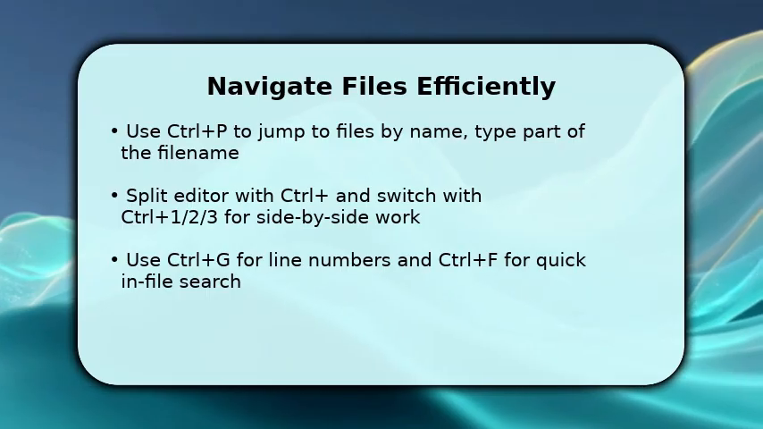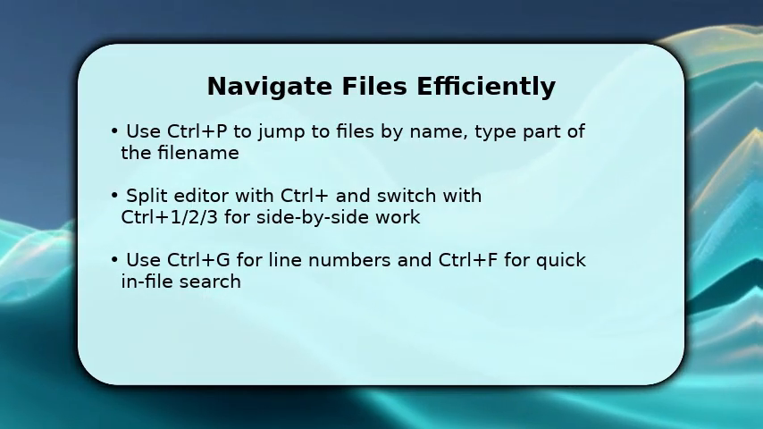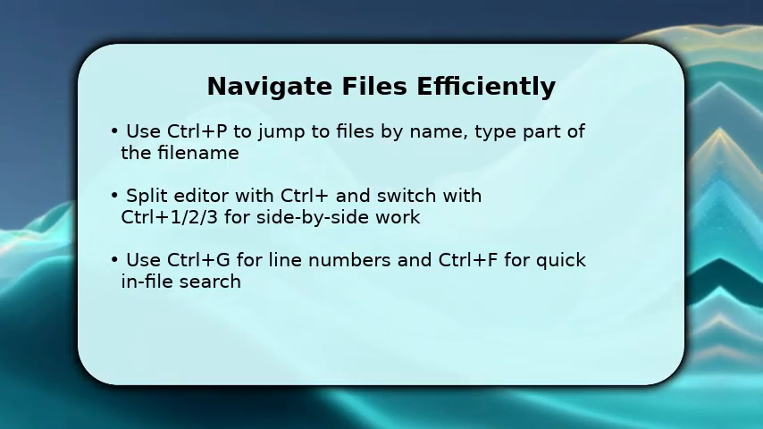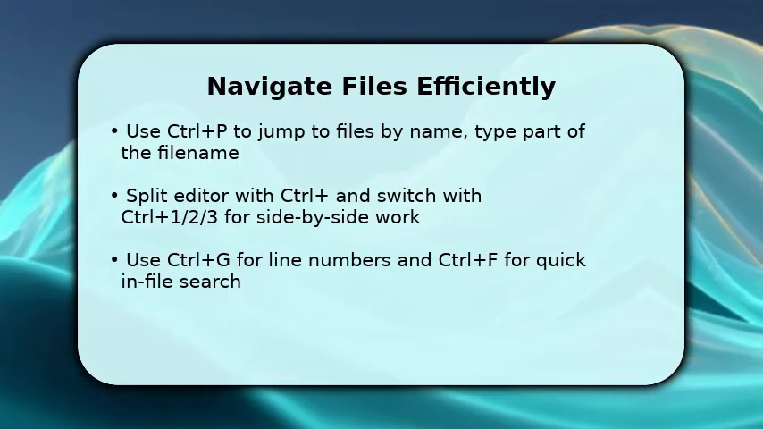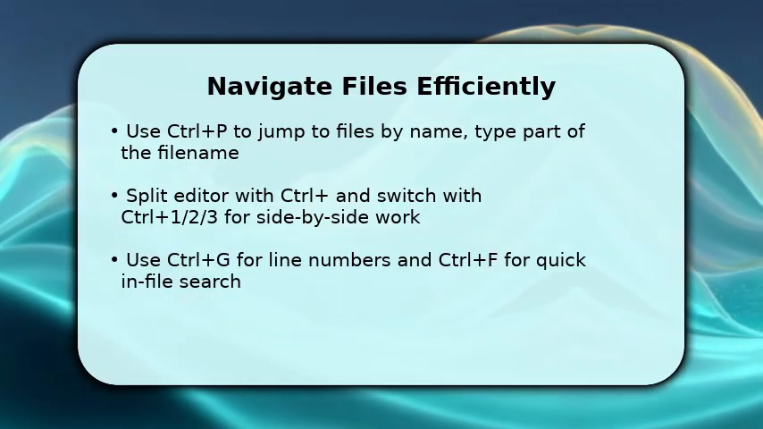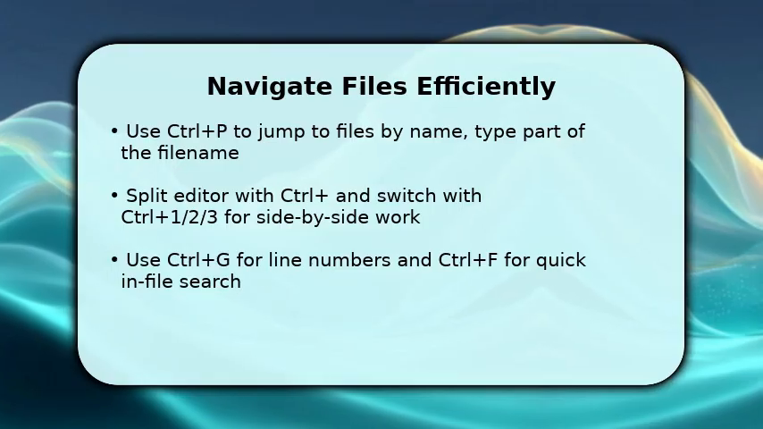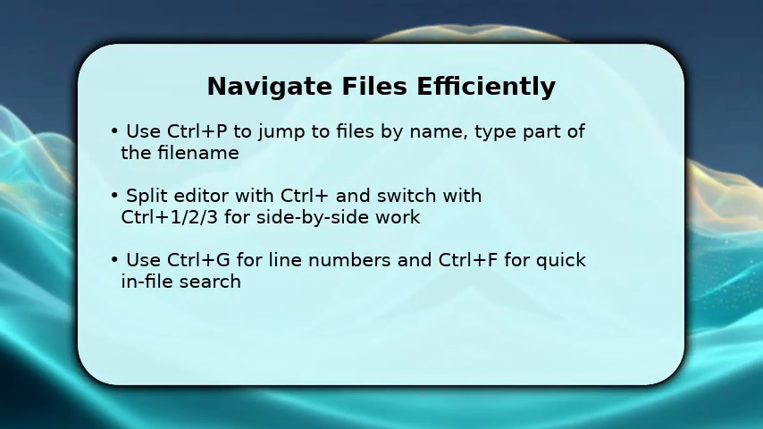Press Ctrl+P to open any file by typing its name. This is faster than expanding folders. Once a file is open, split the editor with Ctrl+\ and use Ctrl+1, Ctrl+2 to jump panes so you can compare code. For precise edits, use Ctrl+G to go to a line and Ctrl+F to find text inside the file.